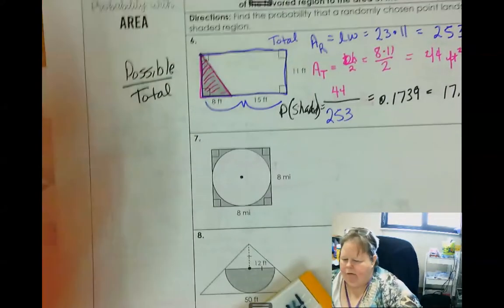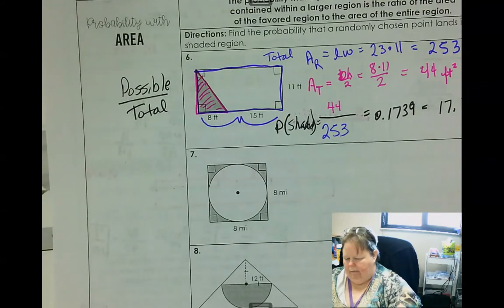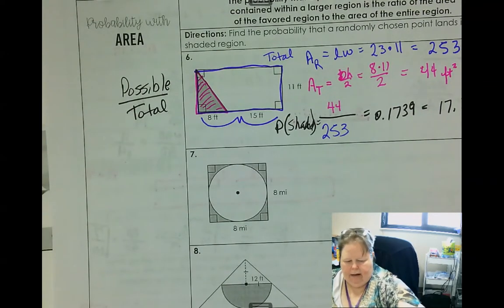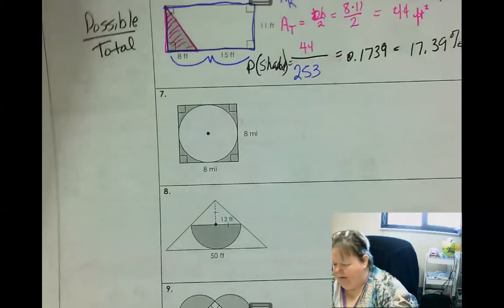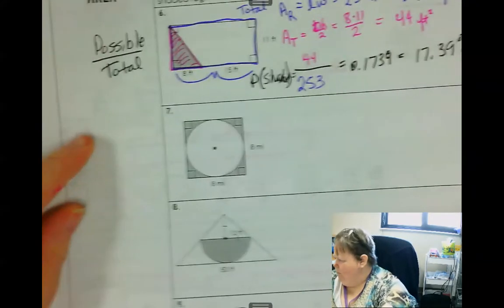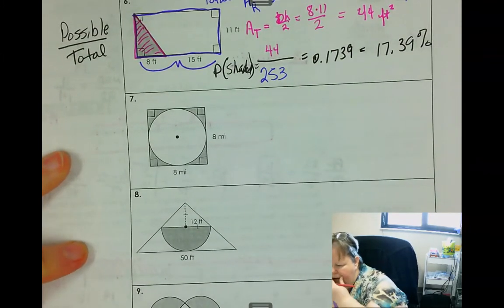Okay. So if you were throwing a dart, you would have almost 17% accuracy getting that dart into that triangle. So let's look at the next one, number 7. It's a little bit harder.